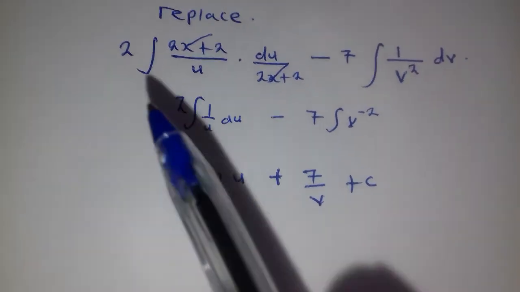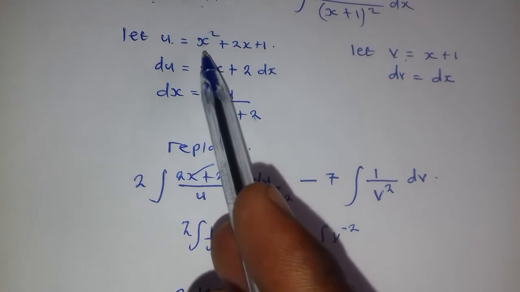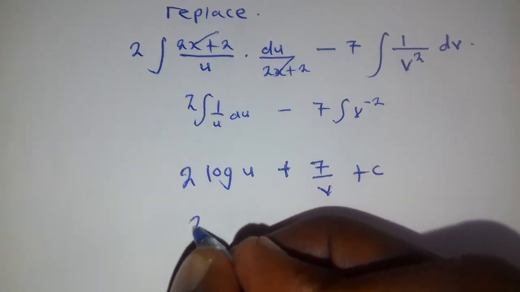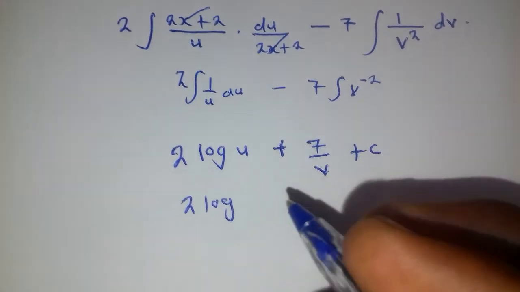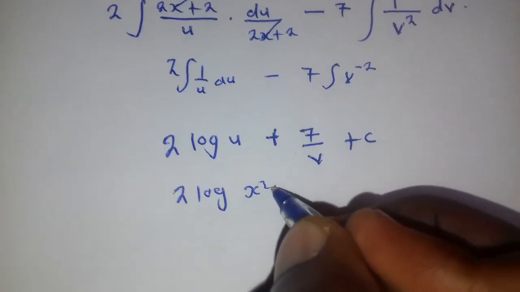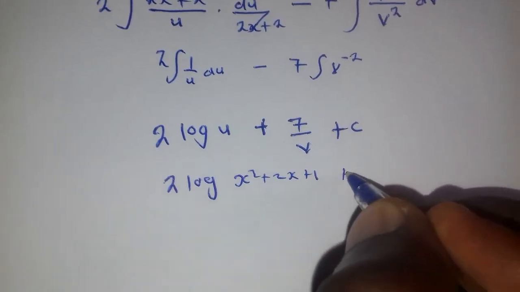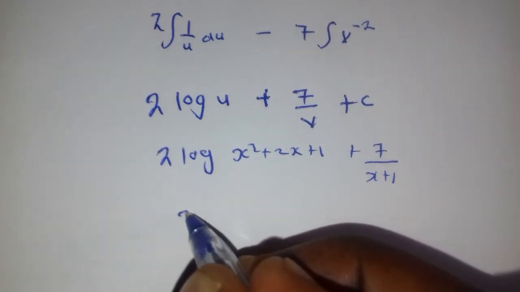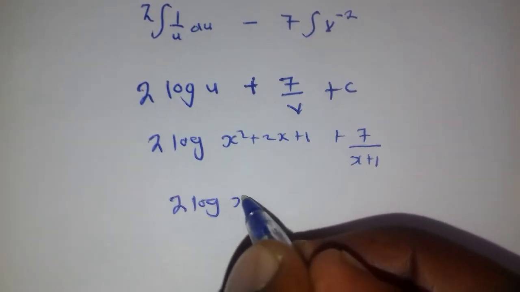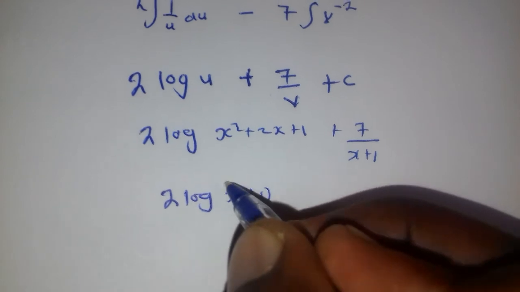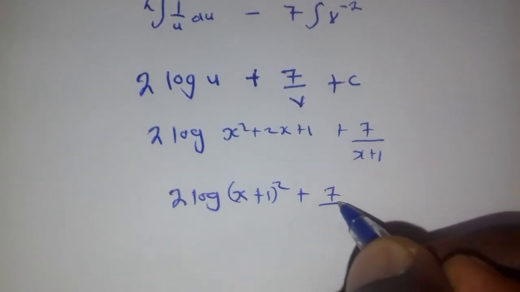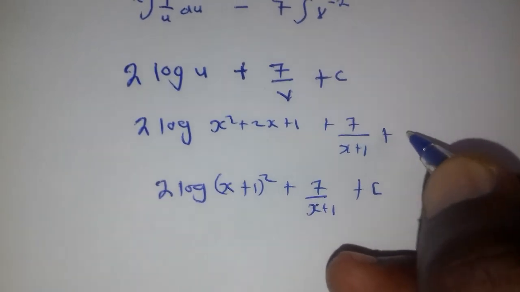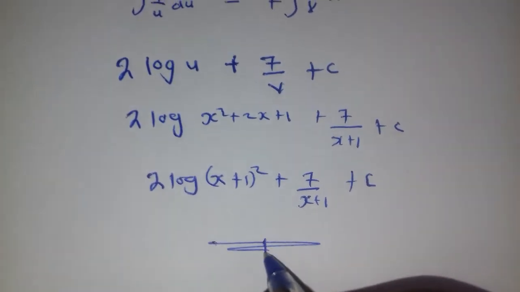Alright, now remember, the value of u is this one, and the value of v is that one. So you replace here. So we're going to have 2 log, we remember u is x squared plus 2x plus 1, plus 7 upon v, which is x plus 1. So here we can write this as 2 log of (x plus 1) squared, plus 7 upon x plus 1. Remember there's a constant c here, you put it plus c. So this is how you integrate.